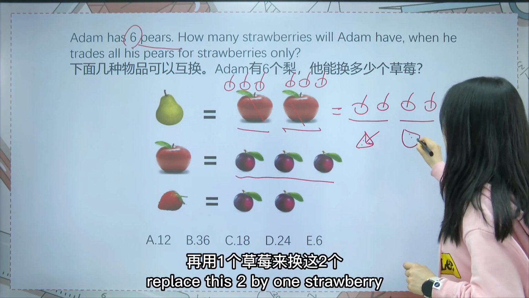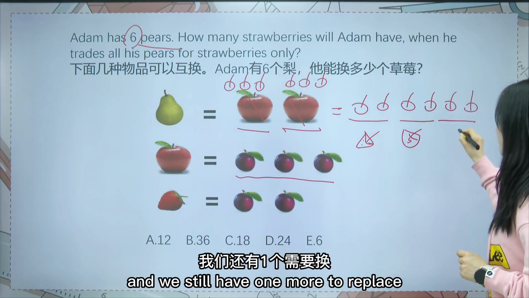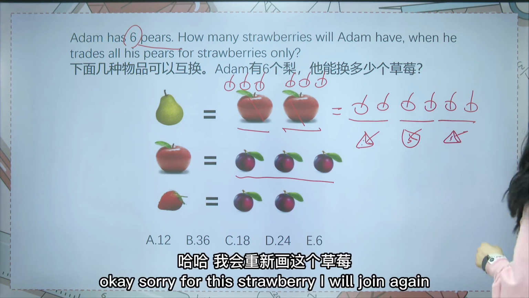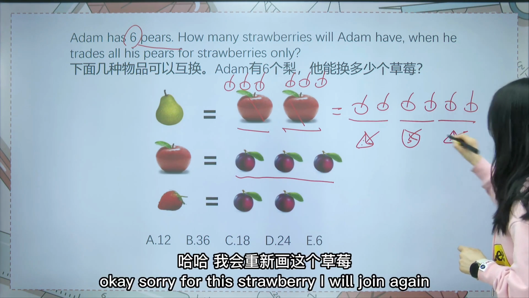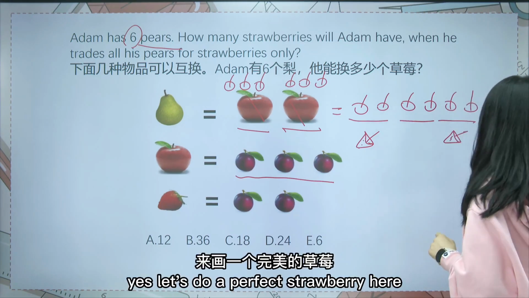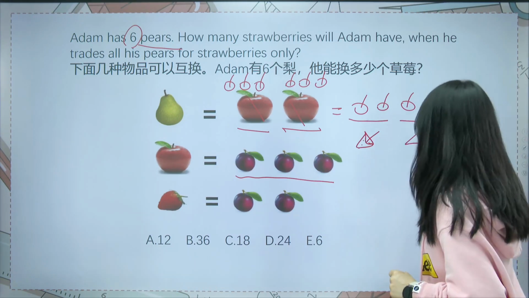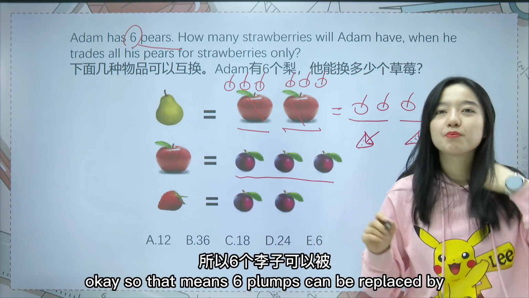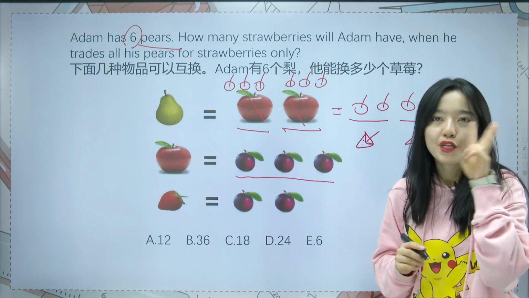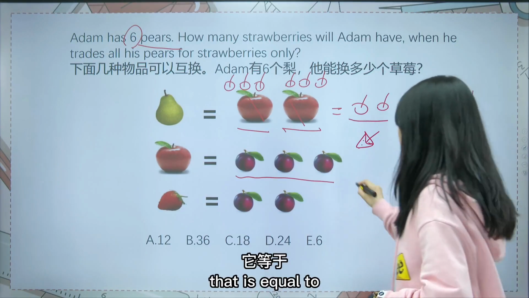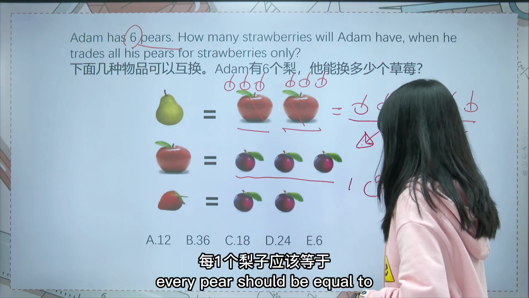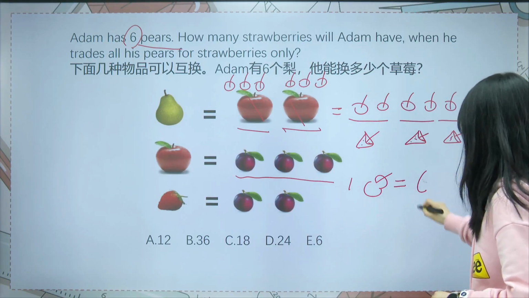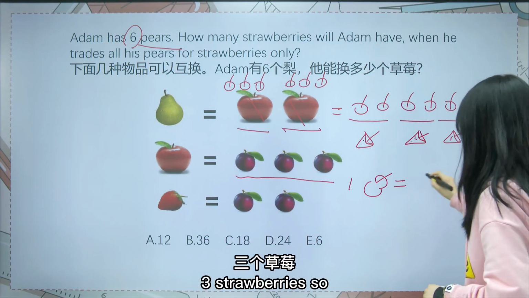Replace these 2 by 1 strawberry. And we still have 1 more to replace. Okay, sorry for this strawberry. I will draw it again. Yes, let's draw a perfect strawberry here. Okay, so that means 6 plums can be replaced by 3 strawberries. That is, every pear should be equal to 3 strawberries.